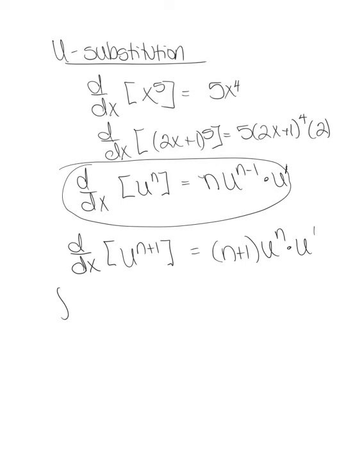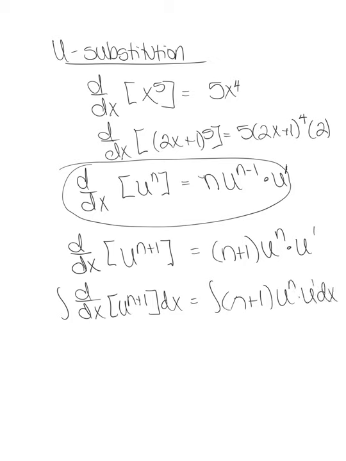So if I decide I want to integrate, for example, the left-hand side of this equation, that's perfectly fine as long as I do the same thing to the right. So I'll integrate the n plus 1 times u to the n times u prime with respect to x. Let's see what this gives us. Starting on the left, I know that integration and differentiation are opposite processes. So on this side, I'm left with just u raised to the n plus 1.